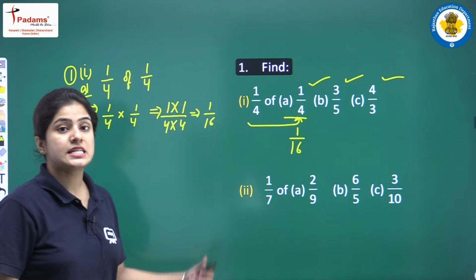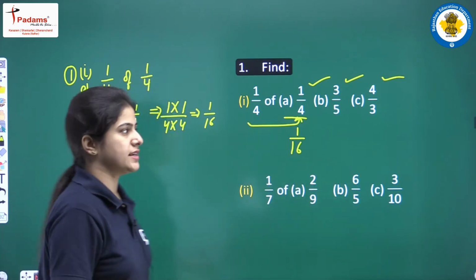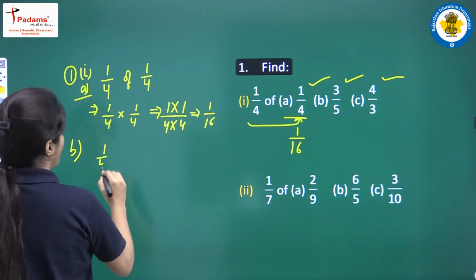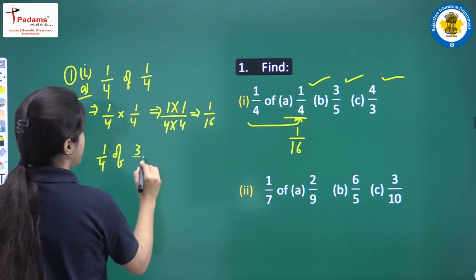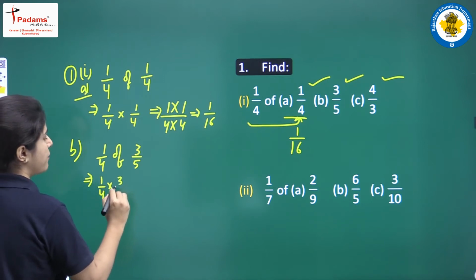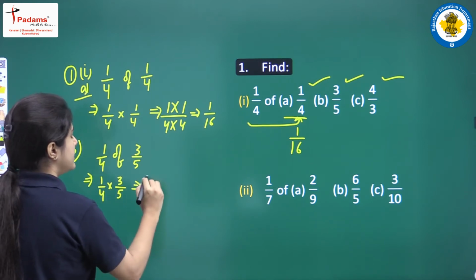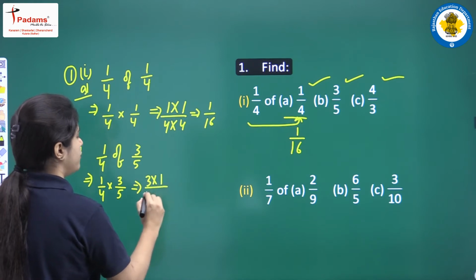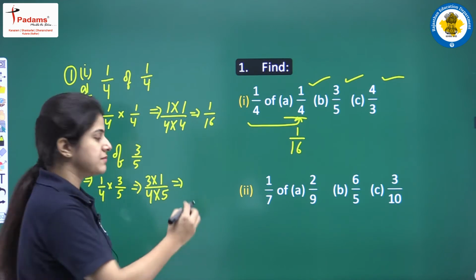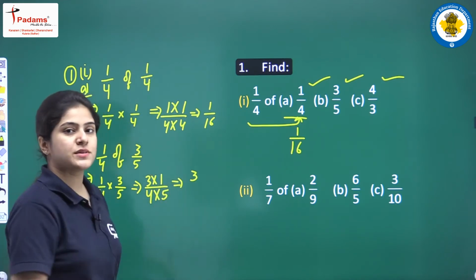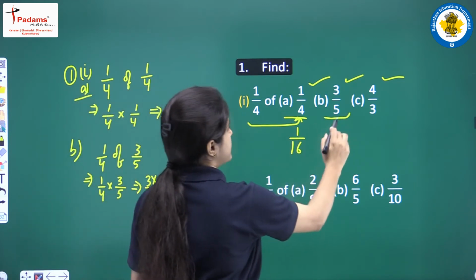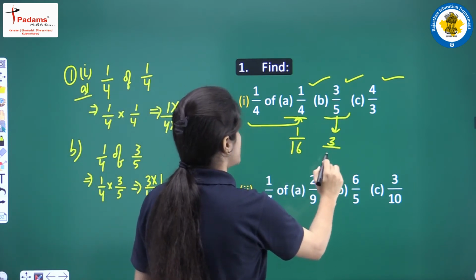Alright students. Similarly, we can solve the next part. What is that? B part, that is 1 upon 4 of 3 upon 5. That means 1 upon 4 into 3 upon 5. What it means? 3 into 1 upon 4 into 5. That means 3 into 1 is equal to 3, 4 into 5 is equal to 20. So, this is equal to 3 upon 20.